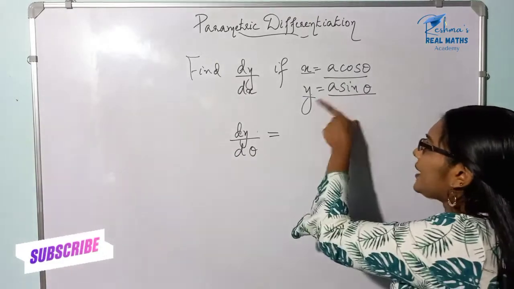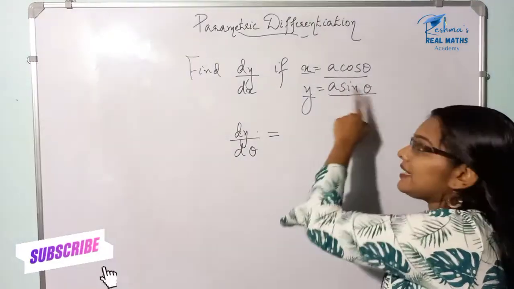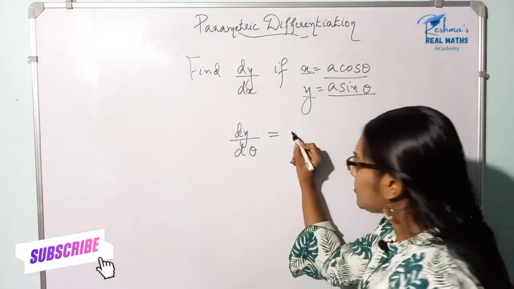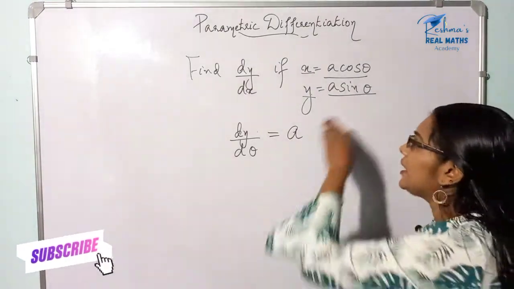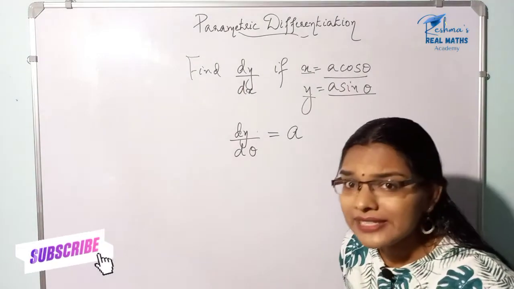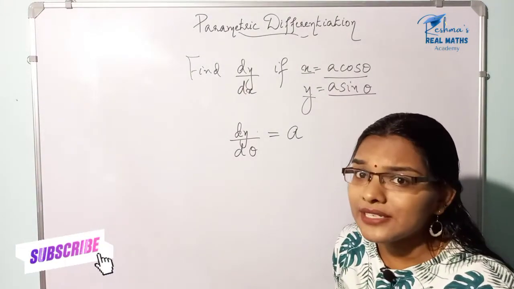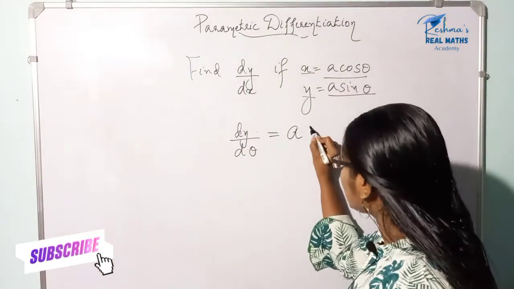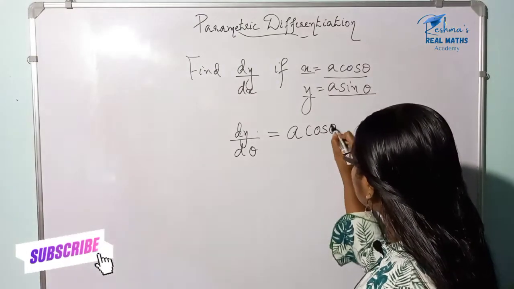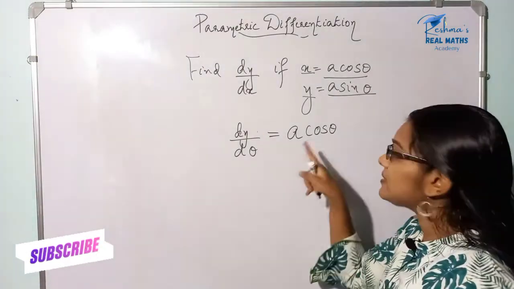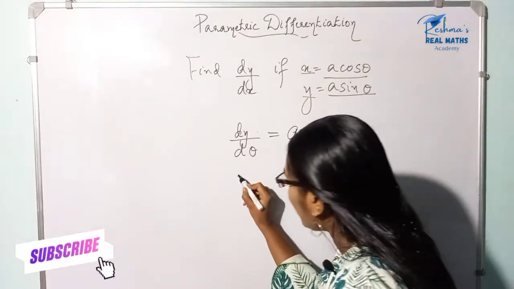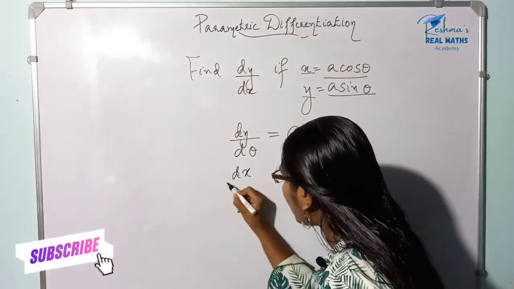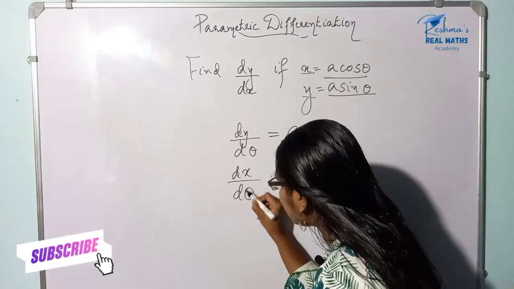Okay, see, y equal to a sin theta. Here a is a constant. So when we differentiate, a remains as such. Then what is the differential of sin theta? We have studied it. What is the differential of sin theta? It is cos theta. So dy by d theta is a cos theta. Clear? Now what we have to find? We have to find dx by d theta.